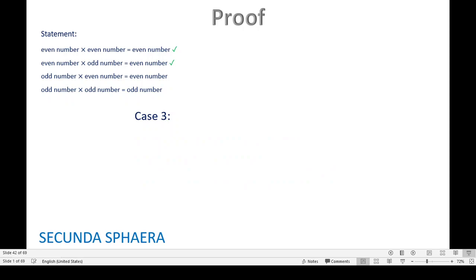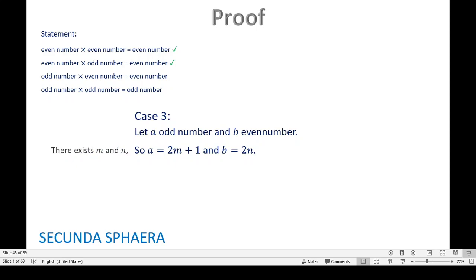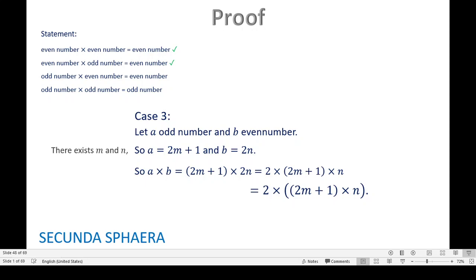We go for case number 3. In this case, we have an odd number times an even number. So we let A be an odd number and B be an even number. So A equals 2m plus 1 and B equals 2n. Again, m and n are numbers that exist. So A times B equals 2m plus 1 times 2n. In this case, we are going to use the commutative property of the product. That's going to be important. We are going to swap 2n and 2m plus 1. And again, we are going to use the associative property on the last step. Needless to say, again, we have 2 times a quantity. That's the double of a quantity. And so we have again that the total of the product is an even number. And we are done.